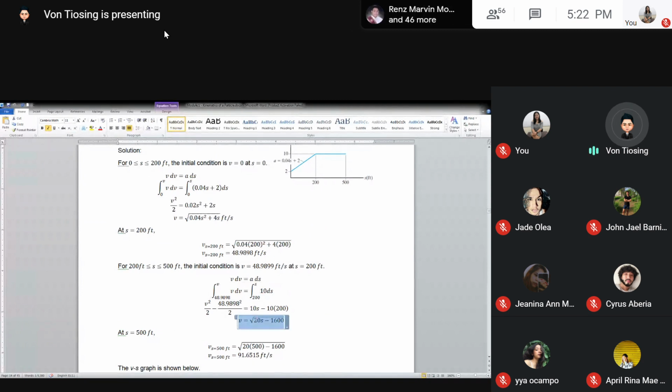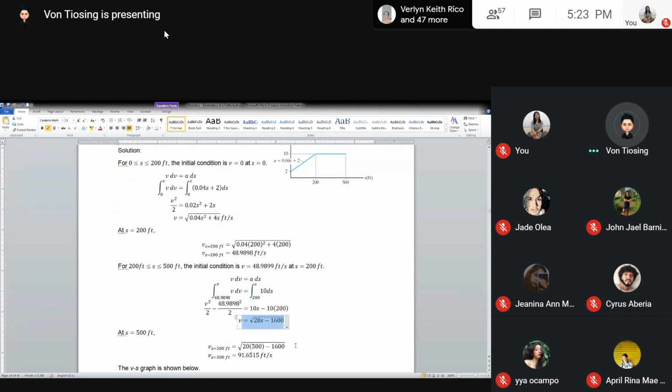So, makukuha nating function velocity ay square root of 20s minus 1,600. Okay, so when s equals 500 feet, let's double check. So, 20 times 500 minus 1,600, square root, so 91.65. Okay, so we are going to use these two functions.